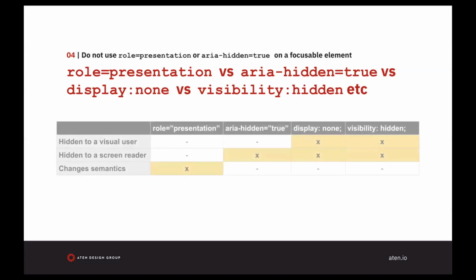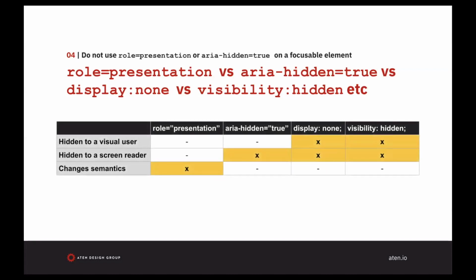So here is one thing, I got this question a lot regarding role presentation, ARIA hidden true versus display none versus visibility hidden and so on. So I did create this quick little table for reference here so that you can see what the difference is between all of them. Role presentation just changes the semantics. It does not hide it from visual users or screen reader users. ARIA hidden true only hides it from a screen reader user. It does not change semantics. It does not hide it from a visual user. Display none and visibility hidden will hide it from both a screen reader and visual user.